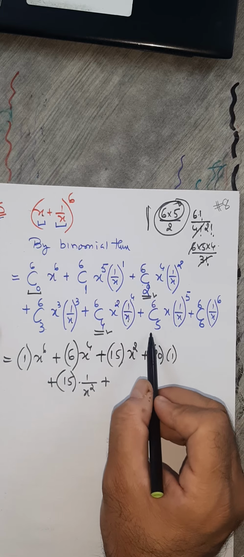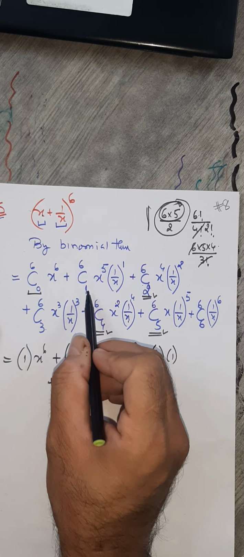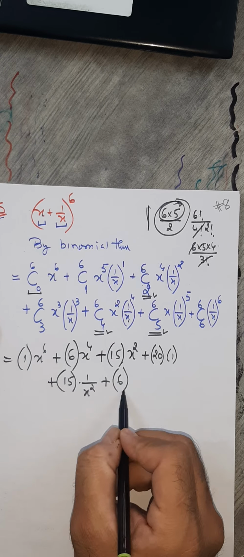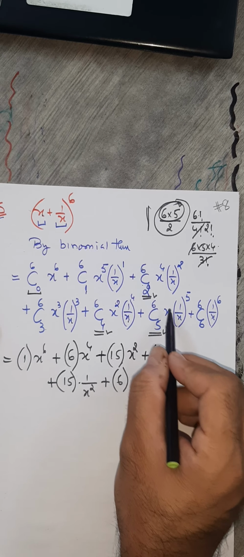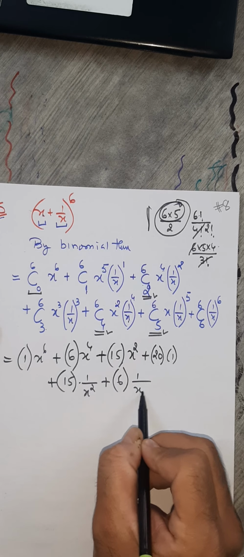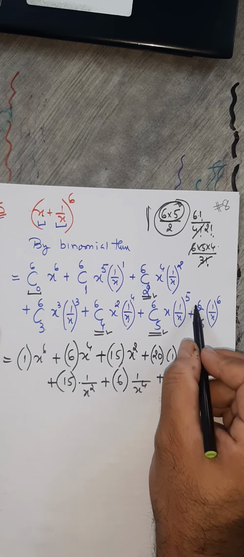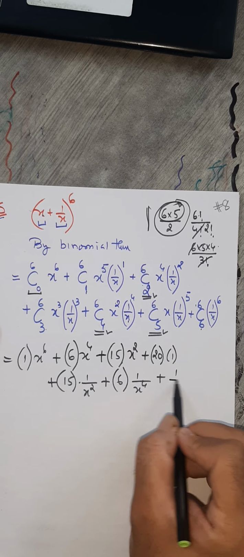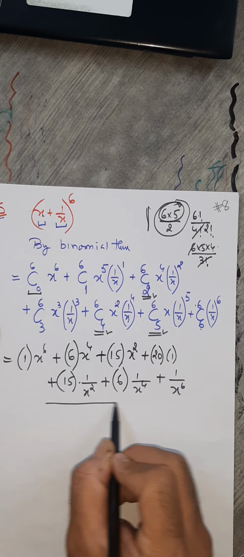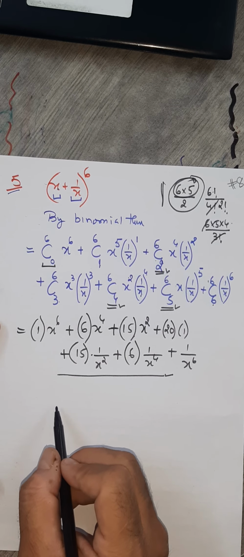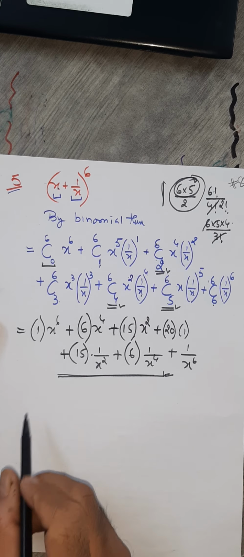Plus 6C5 is the same as 6C1, and which you know it is 6, into x raised to 5, here 1, so into 1 by x raised to 4. Plus 6C6, you know it is just 1, upon x raised to 6. This is the required expansion. Right. Okay.